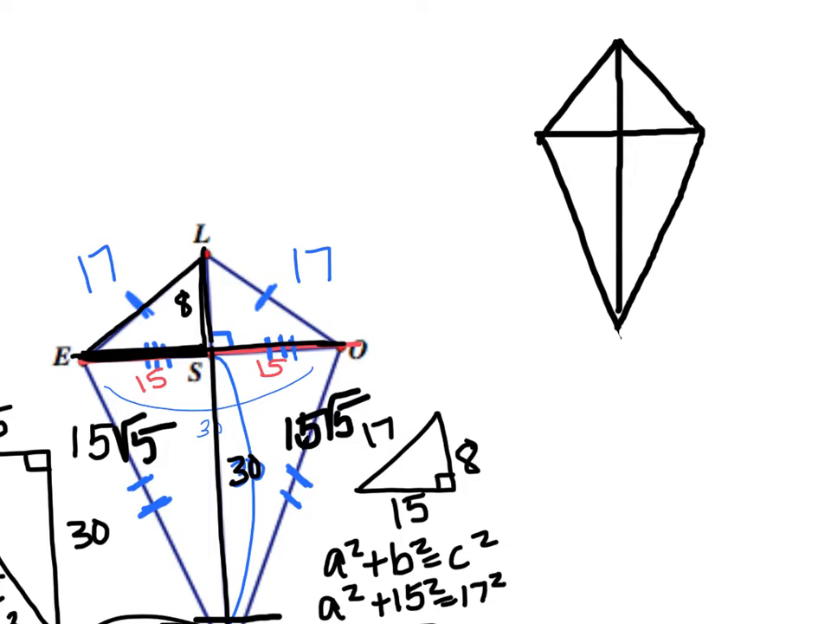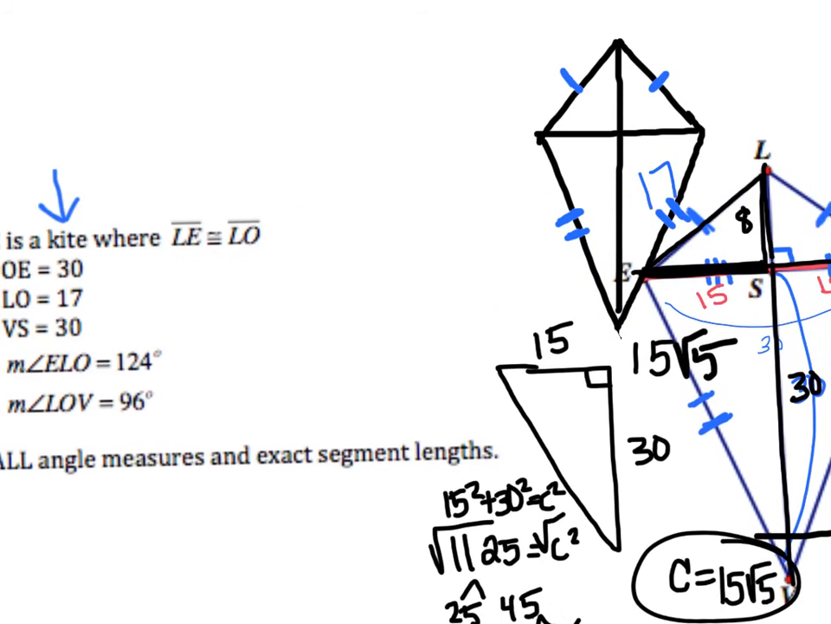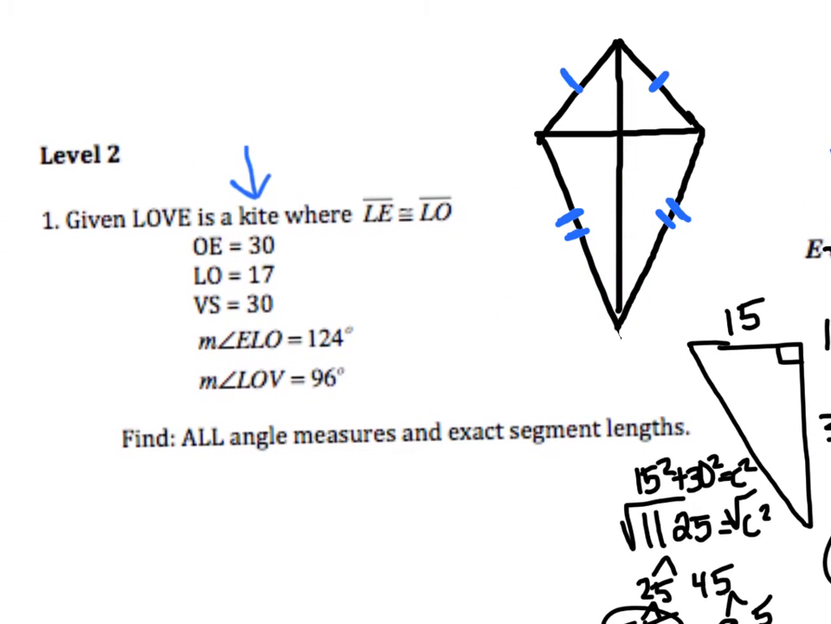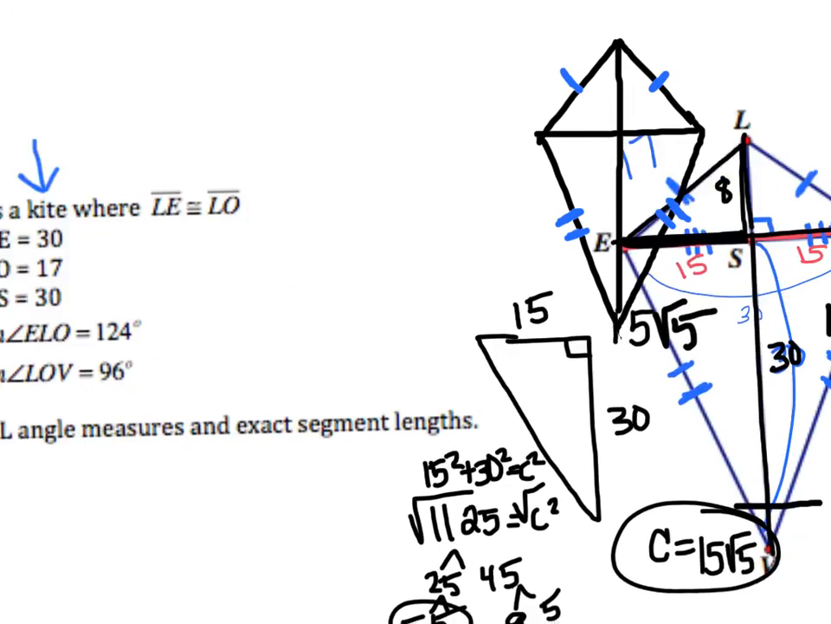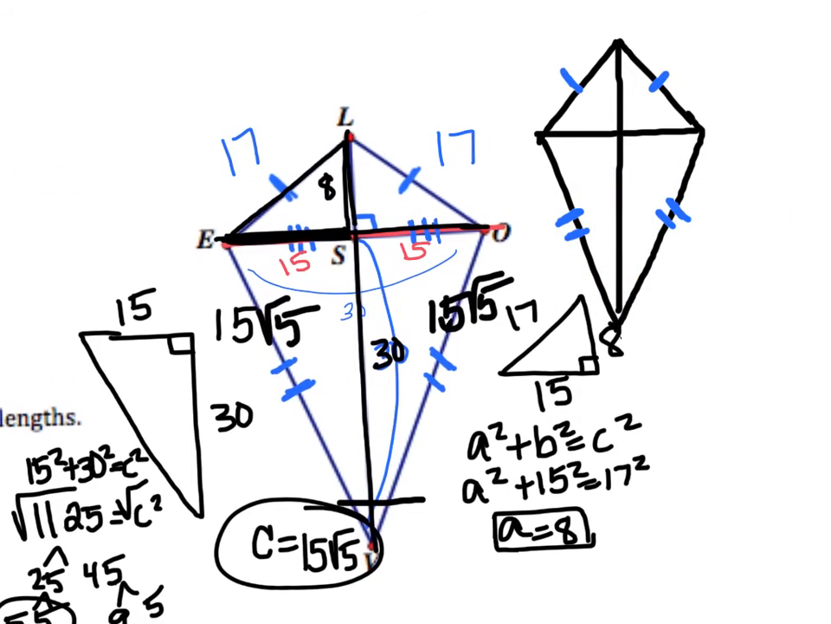Again, I know this is equal and that's equal. This is equal and this is equal. And I know that ELO is 124. I'll leave my vertices here. LOVE.